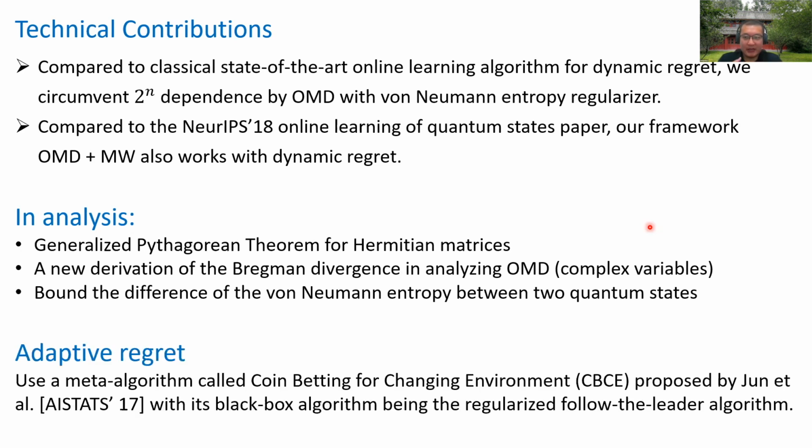Okay, so this is basically our result, and how we achieve it. This is what we have been doing for the dynamic regret case. For the adaptive regret case, the high-level strategy is the same, though we use a different gadget, called coin betting for changing environment. The CBCE algorithm is a very good classical paper along the way of adaptive online learning. So we use this, plus our OMD using regularized follow the leader, and we give a good algorithm also for the adaptive case, which covers the K-shift case in general.